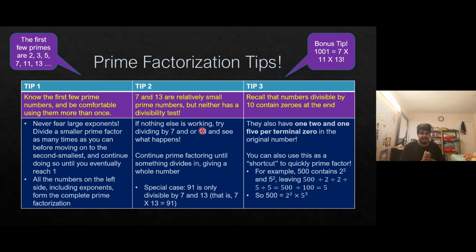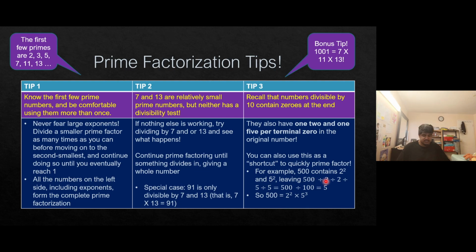The third tip is that anytime we have a terminating 0, every 0 contains a 2 and a 5. So you can actually use this as a cool prime factorization shortcut. So here's my example using 500. 500 has 2 of these zeros at the end. And each 0 is a 2 and a 5. So 2 zeros gives you 2 2's and 2 5's. Right? So we know those are divisible.